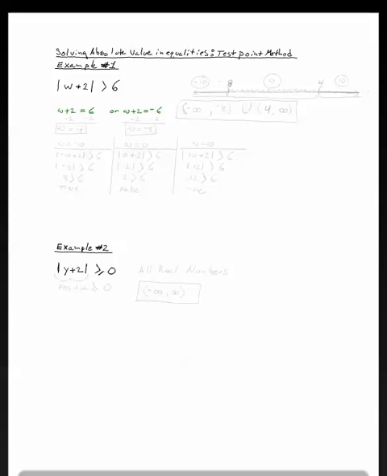Now solve these two equations. In the first equation we have to subtract 2 from both sides. That's going to give us w equals 4. In the second equation we would subtract 2 from each side, and we would get w equals negative 8. These are what are called boundary points.